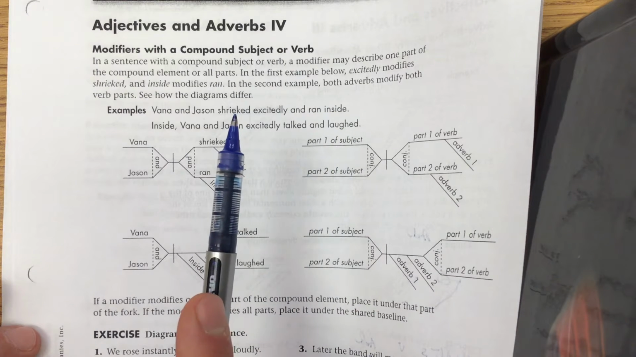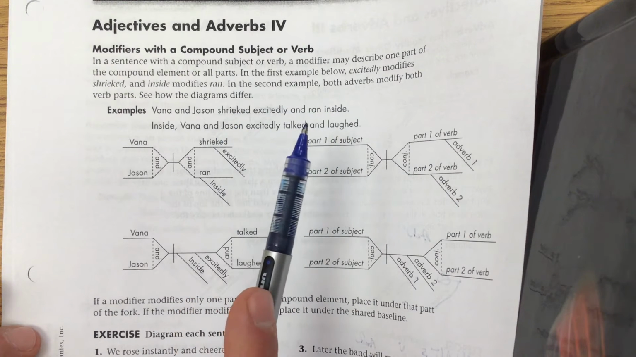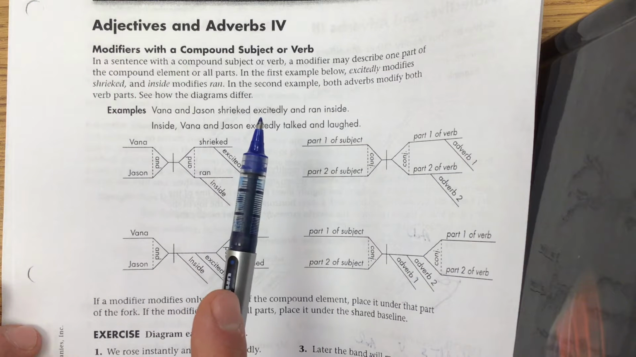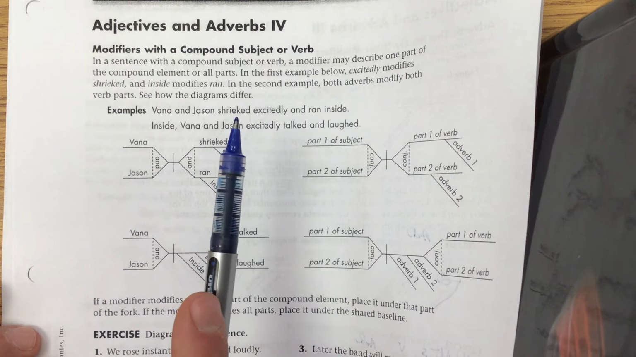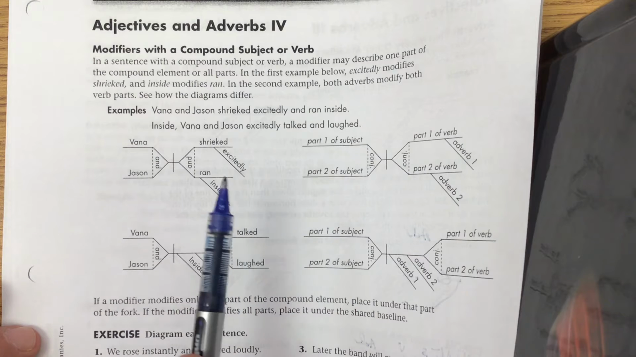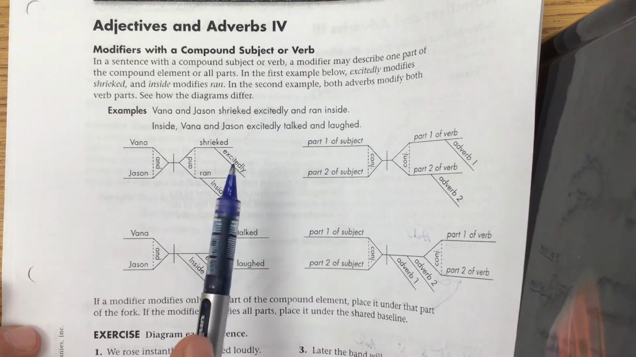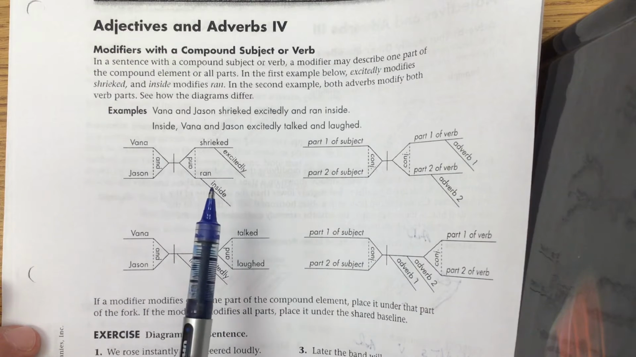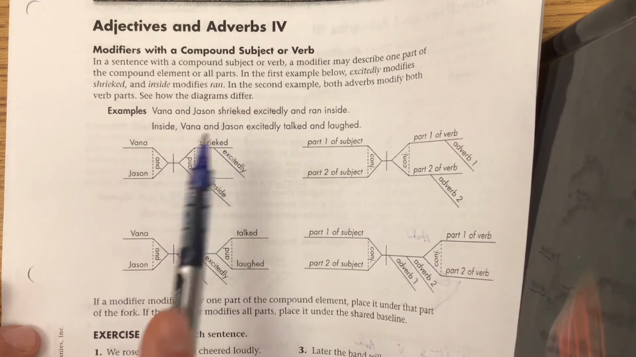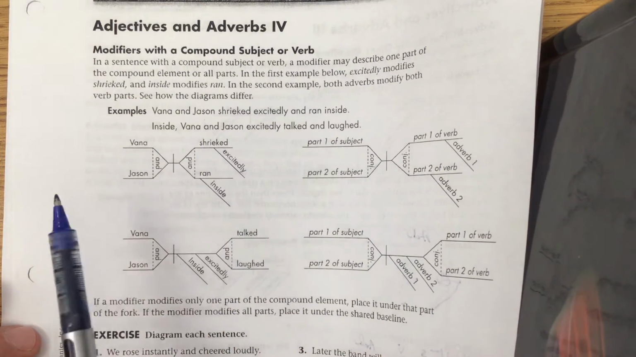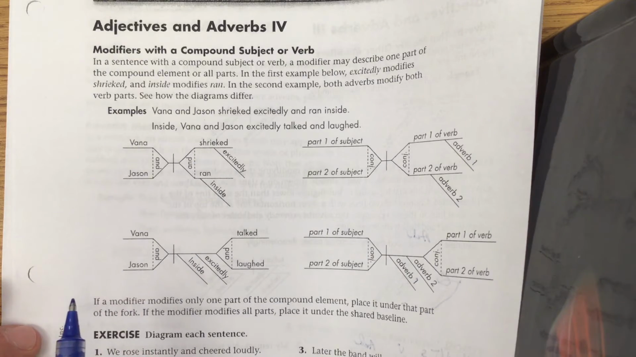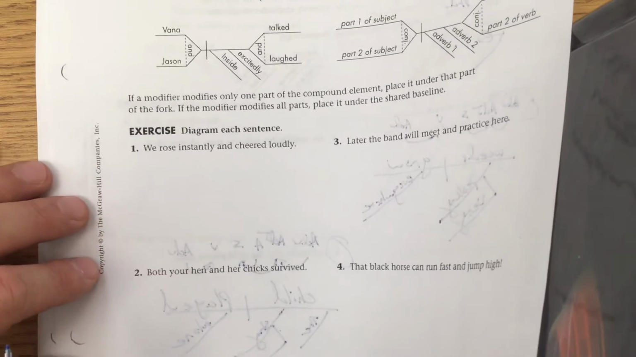This has 2 verbs, shrieked and ran. It also has 2 modifiers. But you'll notice excitedly only tells me more about shrieked, so that's why it's only under shrieked. Inside only tells me more about where they ran, so it only goes under ran. So you have to ask yourself, does it apply to one or both of these? Let's do an exercise, and hopefully it'll make more sense.